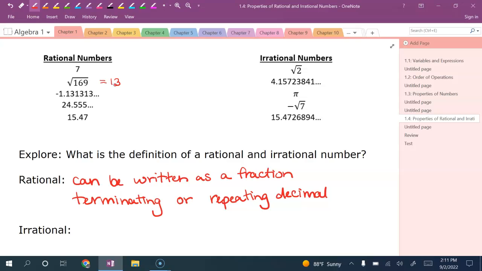The last one, the 15.47, it doesn't have a dot dot dot. So to me, when I see that, that means that 0.47 was the entire decimal. So it terminated, it stopped. It didn't keep going after the 7.